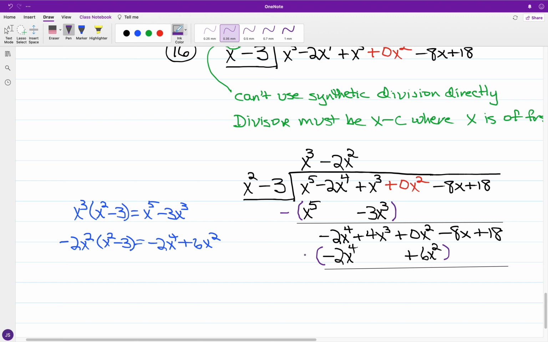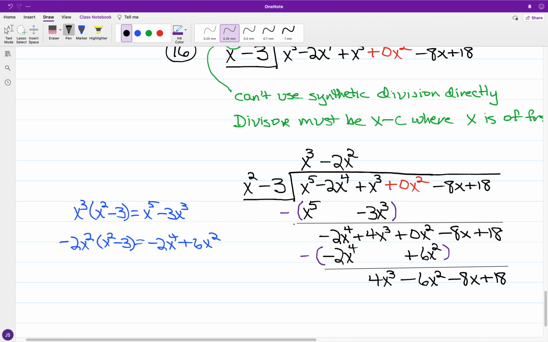Again, just for the next round, like negative 2x to the 4th earlier, 4x cubed has nothing taken away from it, so I can just duplicate it into the next line as the next leading term. And again, negative 2x to the 4th plus 2x to the 4th goes out, and we have 0 minus 6x squared. So this will be minus 6x squared, and we have minus 8x plus 18.